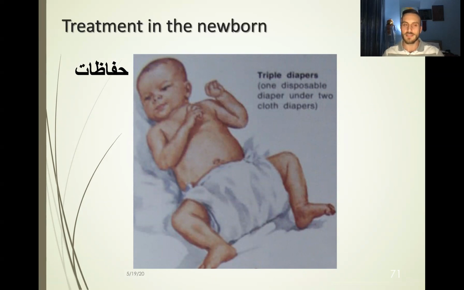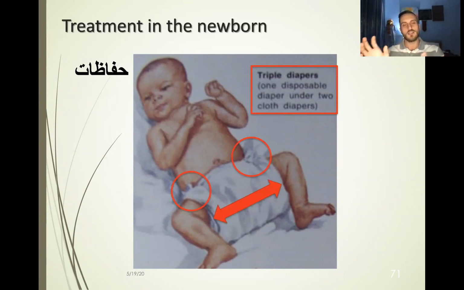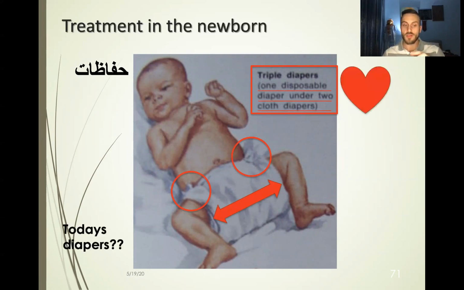Well, that's a problem nowadays. The problem is before, like 20, 30 years, they used to have diapers like towels. So with these towels, they had to use triple diapers and they were putting them and doing abduction. So it's like you are putting a spike or a splint for the kid. The problem is not with these diapers, with today's diapers.